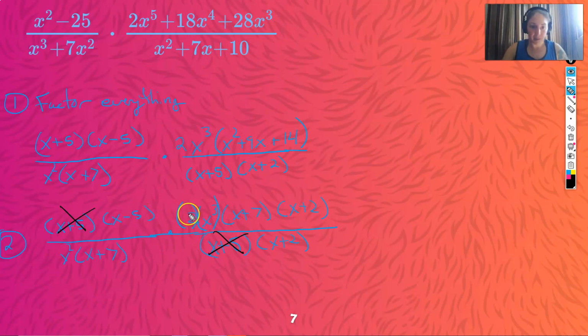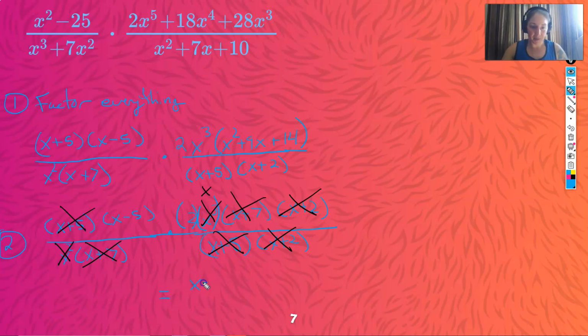Is there an x minus 5 anywhere? No. Is there a 2? No. There's an x factor. There's 3 up here. There's 2 down here. So I will be left with 1x. Okay. What else? Oh, an x plus 7 can go. And an x plus 2 can also go. Are those all my common factors? It looks like it.